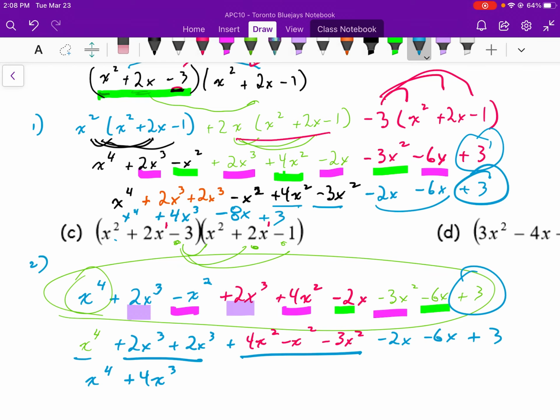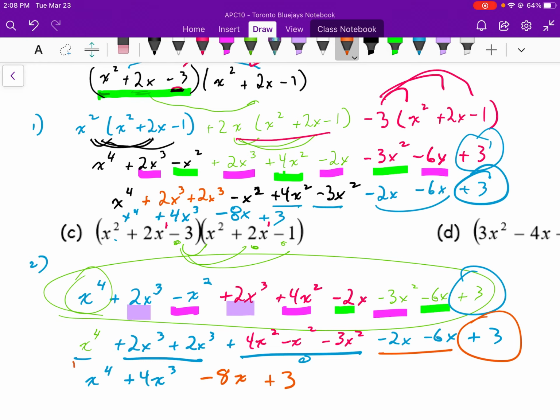And then let me move on to any term that has x squared. 4x squared minus 3x squared. We talked about this, and this is actually 0. So I'm not going to include that as a term. Why would I write 0 when I don't have to? I'm going to calculate negative 2x minus 6x, and that's minus 8x. Last but not least, I'm just left with my constant of positive 3.